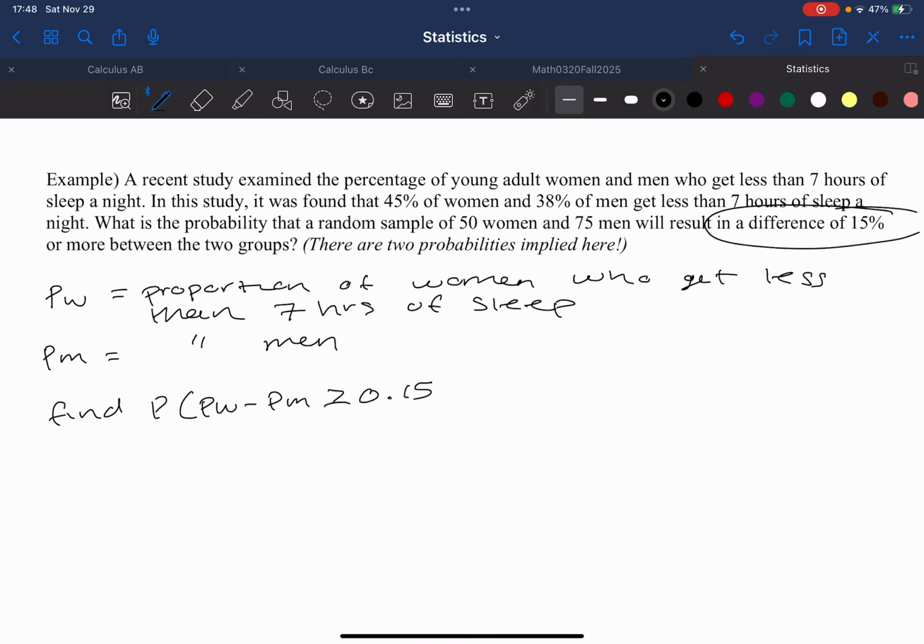So greater than 0.15, but then we have to also talk about the probability of PW minus PM less than or equal to negative 0.15. So what we're looking at here is if we were to add 15 on either side. That's why we have a positive and a negative value.